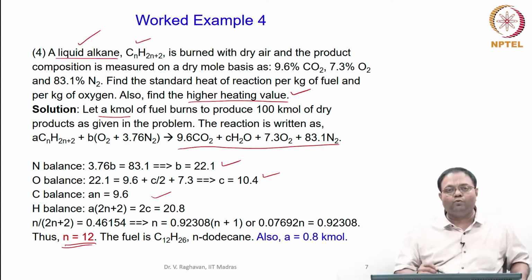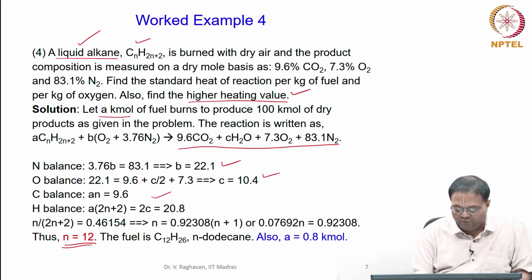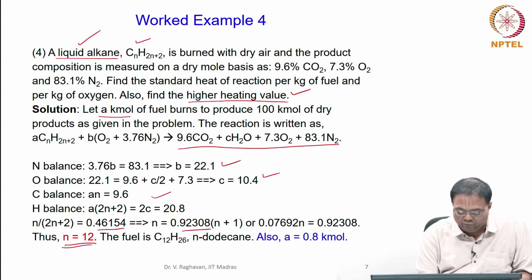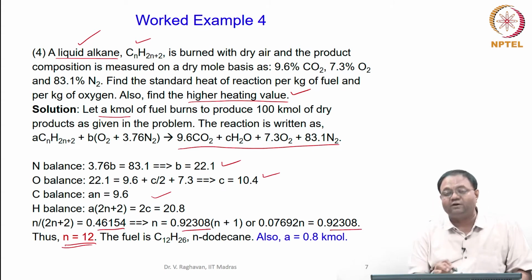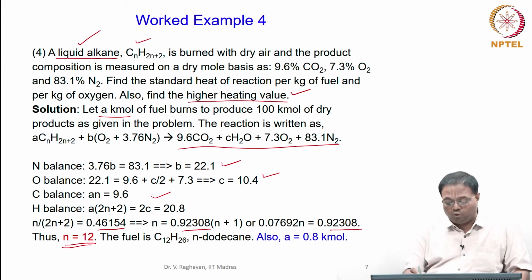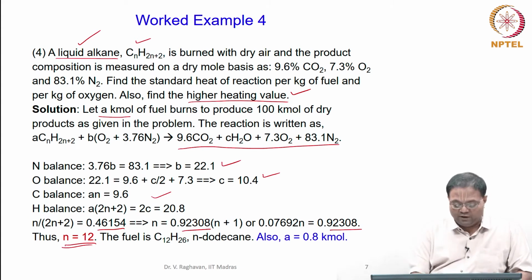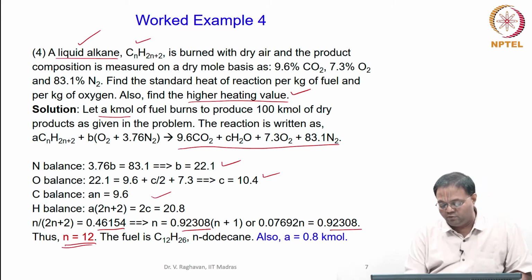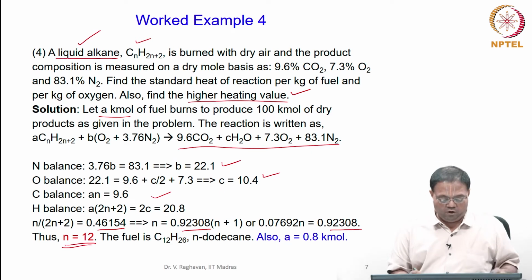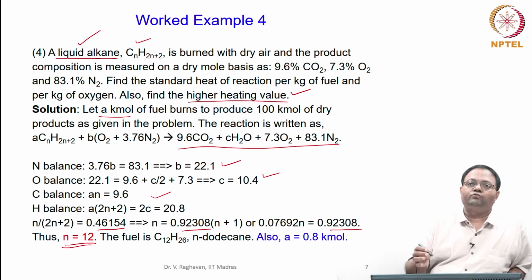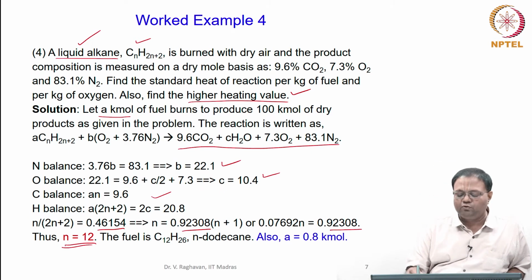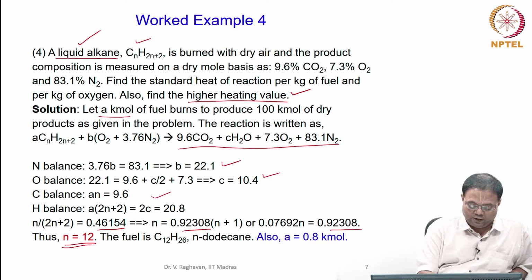One more thing is, if you want to do these calculations, you should have enough number of digits after the decimal point. If you don't do that, you will not get 12. Because very low values are involved, you have to use enough digits after the decimal point in order to get a number like this.